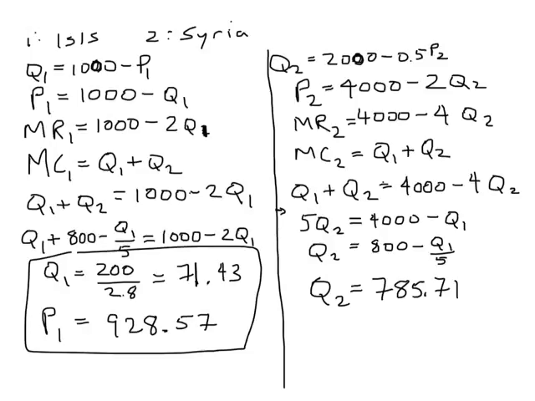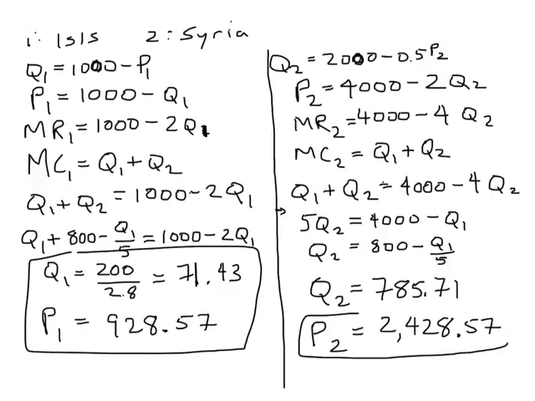And then I can take that 785.71 and plug that into the demand curve for Syria, and out drops the following. Just clicking numbers on a calculator, hopefully correctly. P2 equals $2,428.57. Oops, meant to put a box around that Q1, and there you have it. That's how you do it.